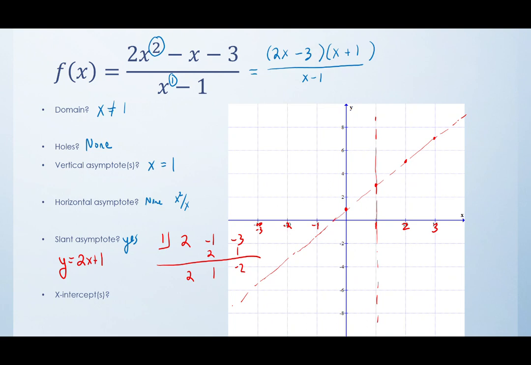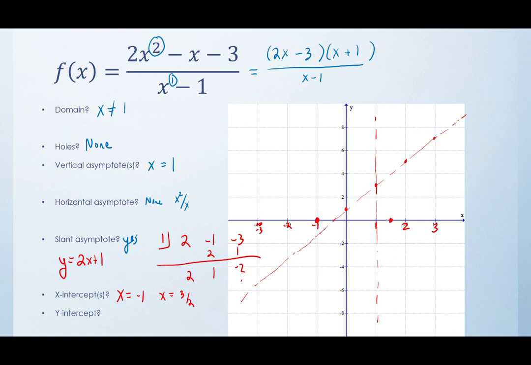Now, do we have any x-intercepts? Well, we can see that from the top, right? We can say, yes, we have x-intercepts when x is equal to -1. And when x is equal to, what's that? 3/2, 1.5. So that's right around there.